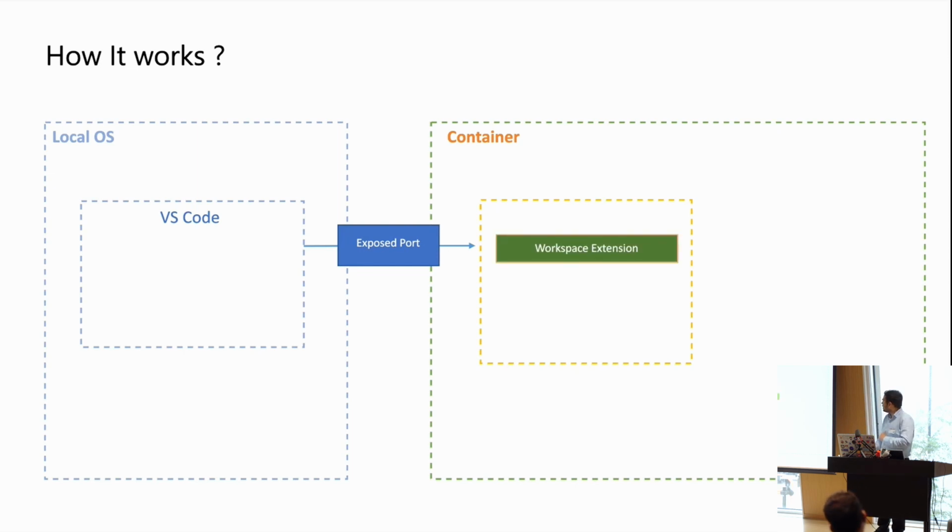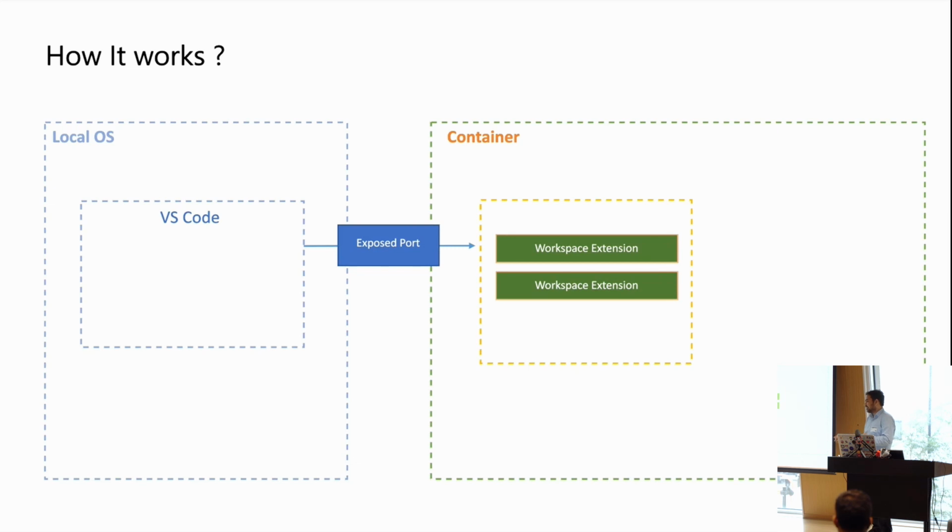Okay, so VS Code has this very cool feature that it can run its UI portion separate, and Visual Studio Code server portion you can run it in a different system. So that's what makes remote containers possible. That your UI part of Visual Studio Code, it will run on your local operating system, but server part of Visual Studio Code, it will run on your container. Sounds cool? Yeah.